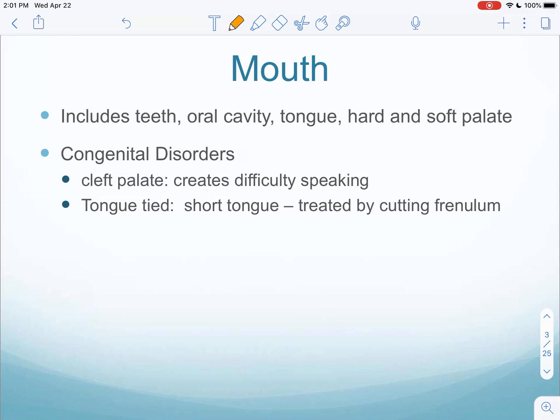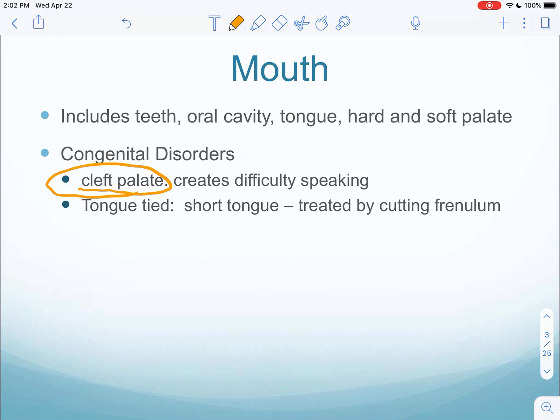On the next slide, we're looking at parts of the mouth. It says it includes teeth, oral cavity, tongue, hard and soft palate. We've already talked about congenital disorders in some respect with the respiratory tract. Because a cleft palate affects breathing and it affects digestion, we have to include it in both systems.